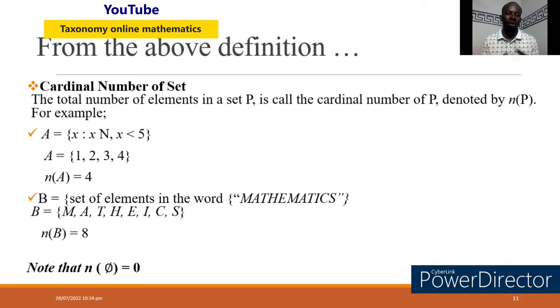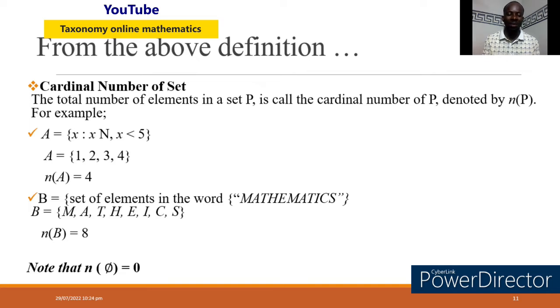So we can also call something a cardinal number of a set. The number of elements in a set is its cardinal number. So the total number of elements in a set P is called the cardinal number of set P, which is denoted by n(P), meaning the number of elements of P. So for example, the set A, as in x such that x is a natural number which is less than what? 5. So these numbers are less than 5: 1, 2, 3, 4. So how many elements are there? There are 4 elements. So the cardinal number is what? 4.